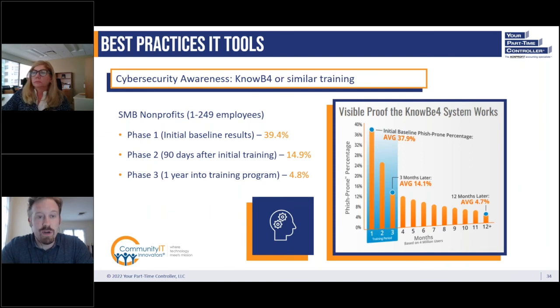We're a KnowBe4 partner, and this is some of the statistics that they share. So for organizations, SMB nonprofits, they see baseline phishing tests where almost 40% of people are clicking on those links that come through in messages. But after about a year of training time, that number really falls down into the low single digits, and that really does mirror our experience whenever we are deploying security awareness training to new organizations.